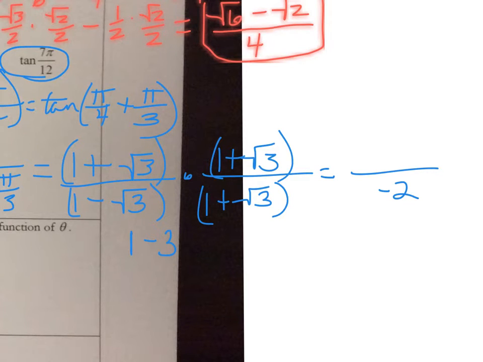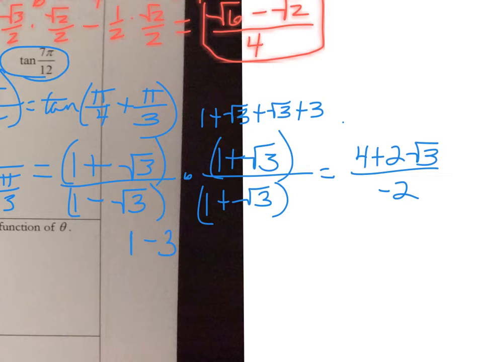In the numerator, 1 times 1 is 1. 1 times root 3 is root 3. Root 3 times 1 is root 3. Root 3 times root 3 is 3. So I have 4 plus 2 times the square root of 3 in the numerator.